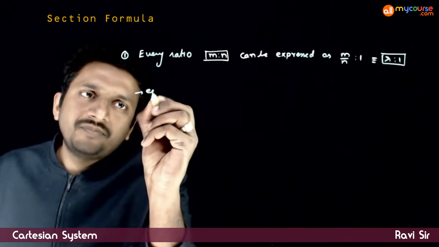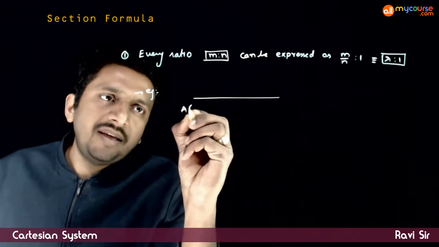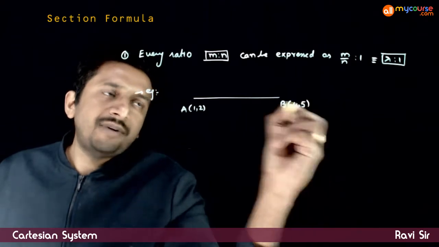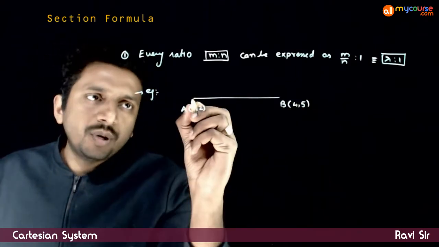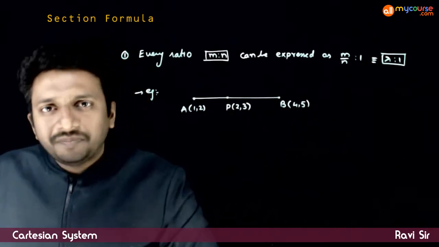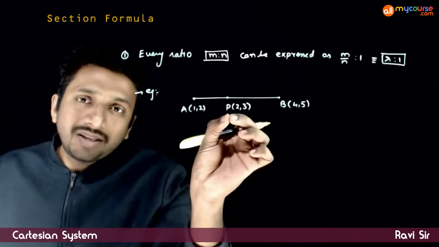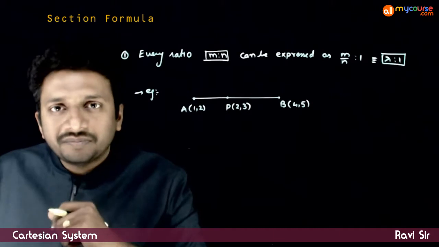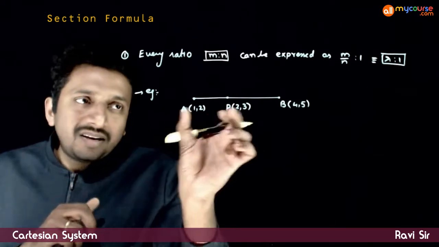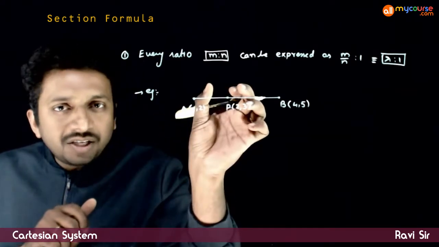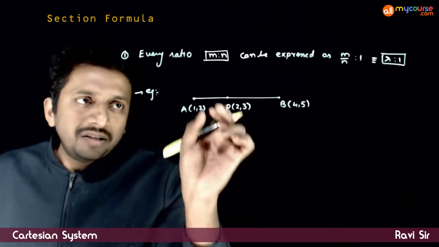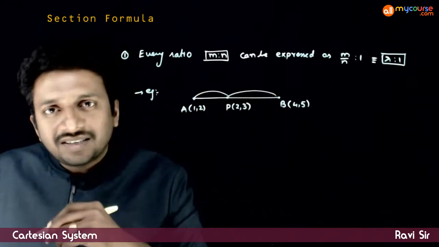For example, assume that you are given 2 points A(1, 2) and B(4, 5). Let us say that P is the point (2, 3). Now you are asked to find the ratio in which P divides AB. How do you get this? This is not a single stage question. The ratio is unknown here. If you know the ratio, you can find the point directly by the formula. Now, given the point, you're asked to find the ratio in which it gets divided.